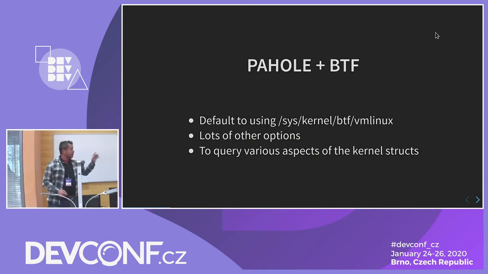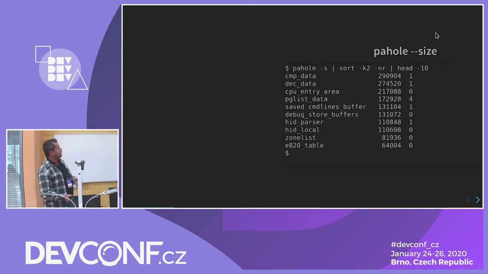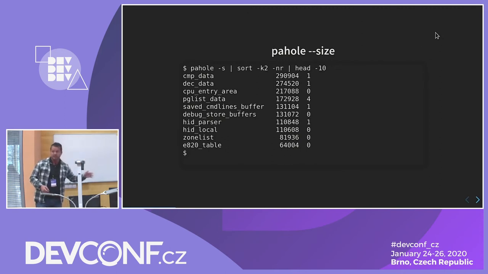Pahole plus BTF. Besides encoding BTF, you can decode BTF, and hopefully that will make it more used, since now we have it all the time in /sys/kernel/btf/vmlinux. You can use it in a kernel developer's day-to-day workflow. Lots of things that were present already continue to work with BTF, like asking for the size. If you just do pahole --size, it will use the kernel debugging information present in the BTF that is in sysfs. What this screen is showing is that you are asking for the size of all the data structures in the kernel, then you sort it and see which ones are the biggest. The second column says how many alignment holes there are. So you could do this to try to optimize the kernel.